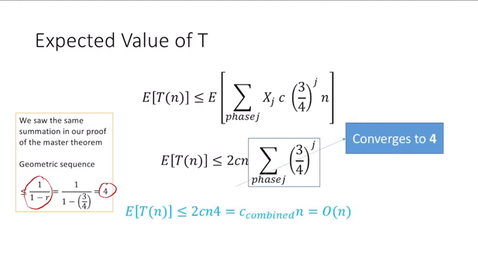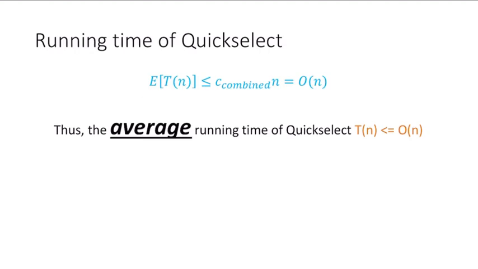Okay, so what does this mean? It means that the expected total running time is equal to 2c times 4. I'm going to combine the 2, the c, and the 4, and we'll just call that c combined. So we have c times n, which is big O of n. So what does that mean? The upshot here is that the average running time of quick select, or r select, or randomized selection, whatever you'd like to call it, is big O of n.